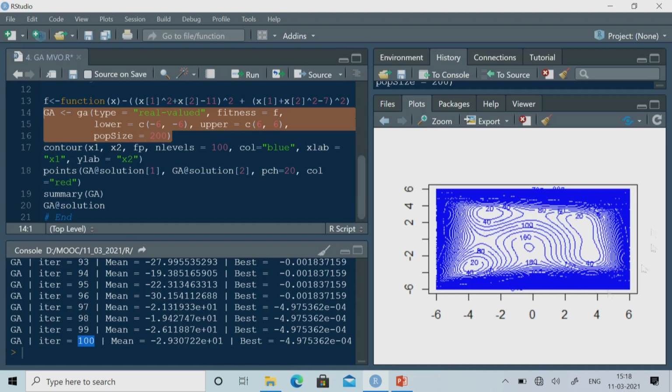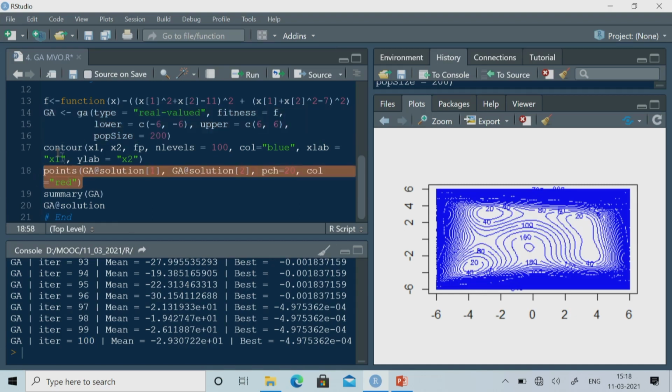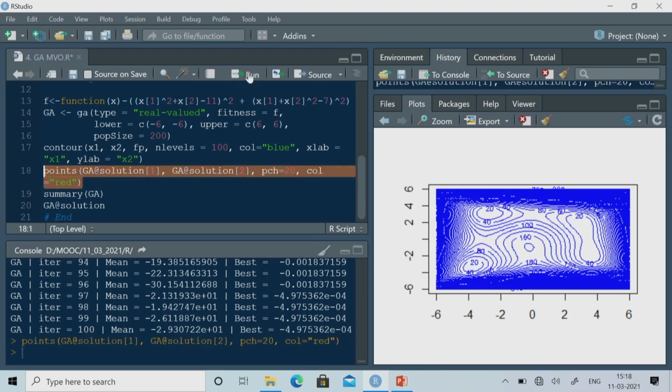So, this is already plotted. Therefore, I try to put the solution. I am using the point function again. Now it is a 2 variable problem. So, this is the solution x1 and this is the x2 solution, and then pch I am taking 20, that means I put a circle, and the color I am putting red. So, if I execute this particular line, I am getting this. So, GA is giving this solution.